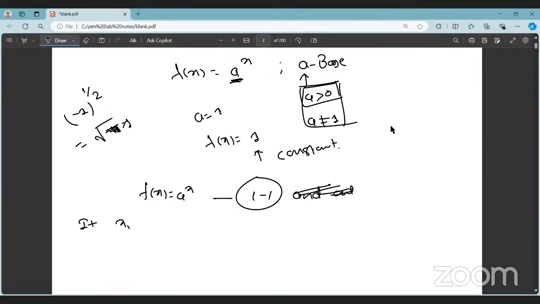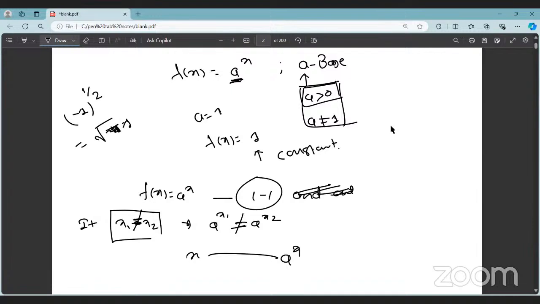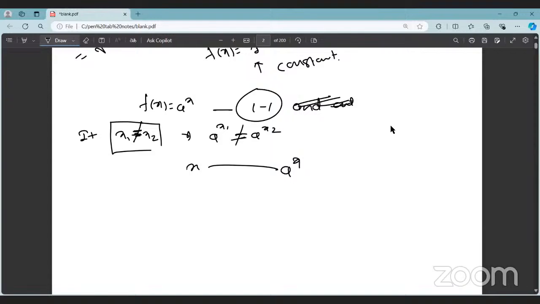Why is it a 1-1 function? Because if you take x1 equals x2, then obviously a to the power x1 equals a to the power x2. Or we can say in a different way that if we take distinct inputs, then the output will also be distinct. There is a 1-1 correspondence between each x and each a to the power x. That's the definition of 1-1 we already know, right? So this exponential function is actually a 1-1 function.